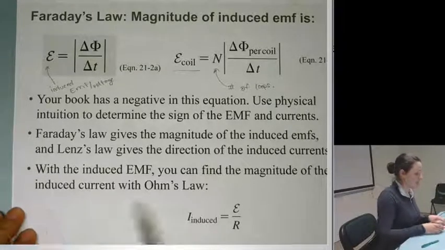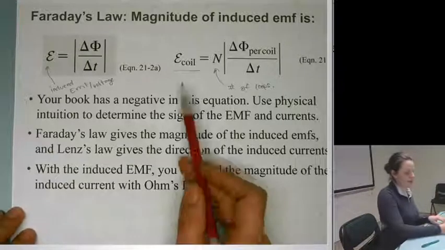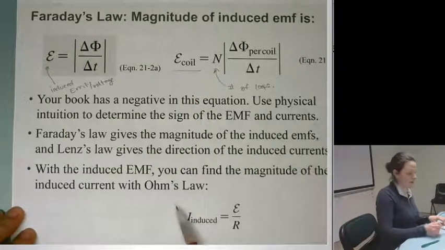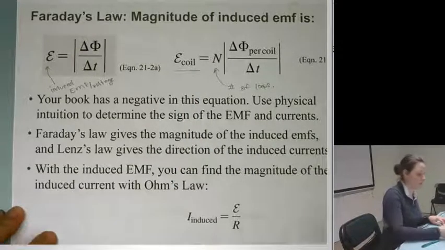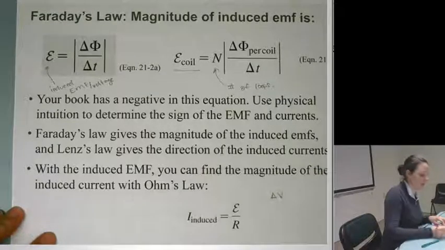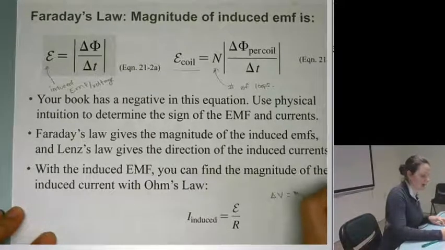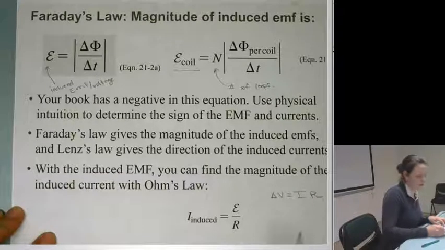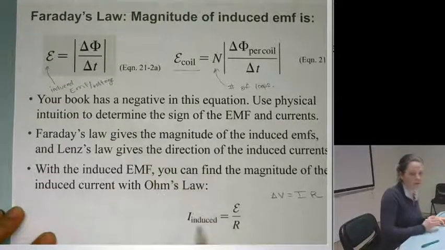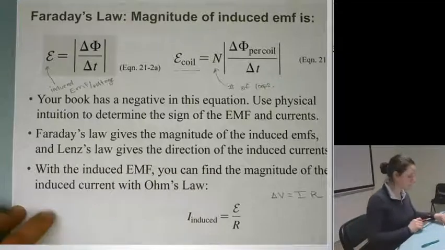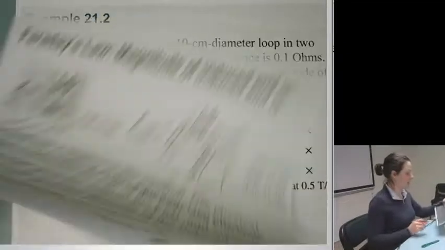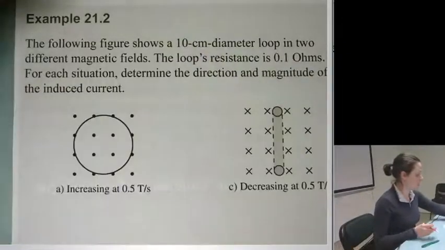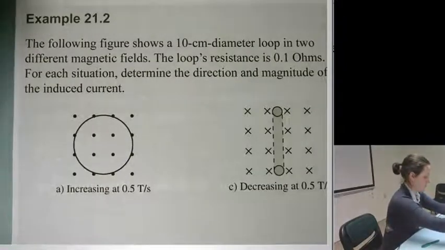Okay, with this induced EMF, once you have a voltage, you can figure out the current using Ohm's law. Ohm's law says that the change in voltage will be I times R. So if you know the resistance in the loop and you know the induced EMF, you can figure out the current pretty easily. All right, so let's do an example.